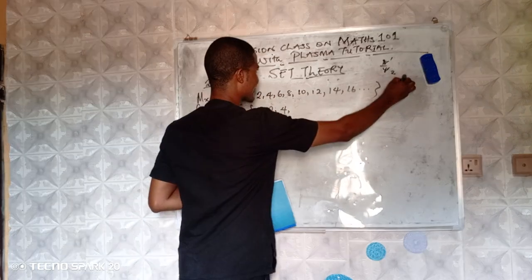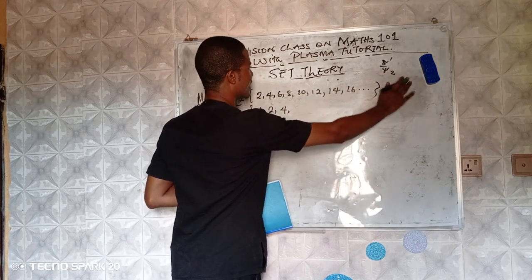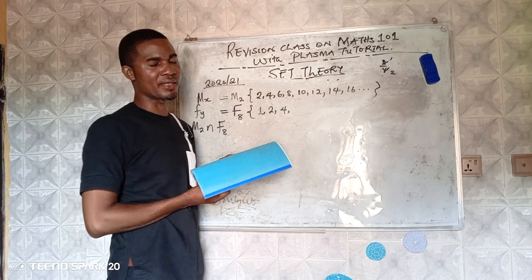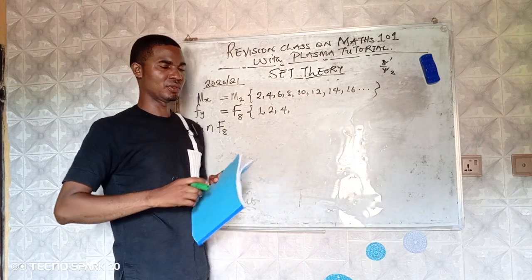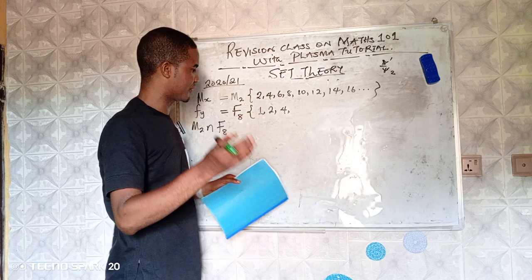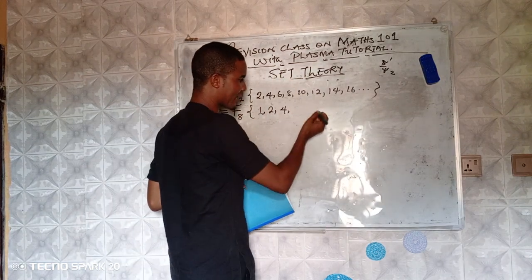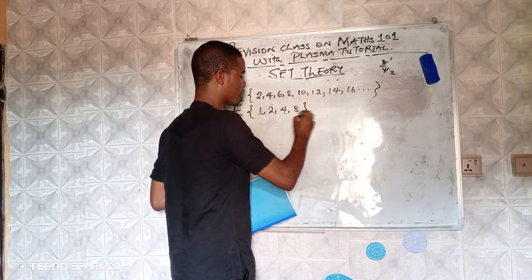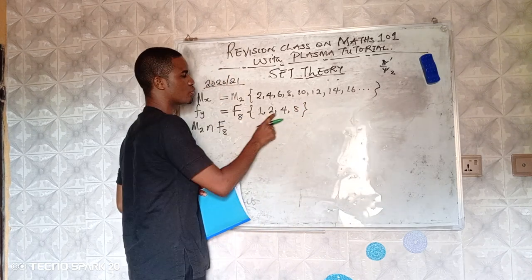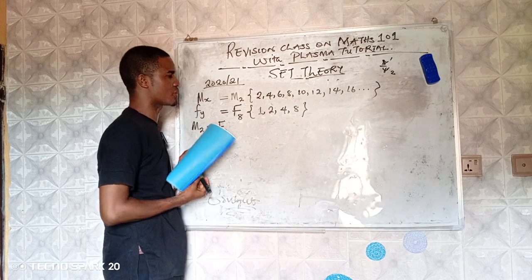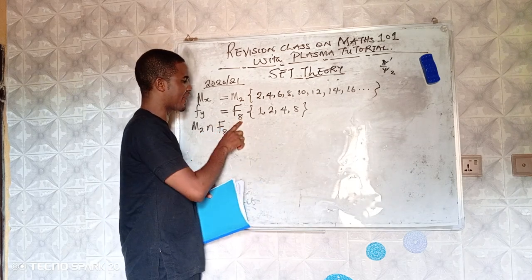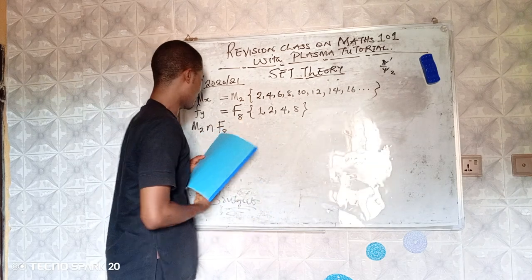6 will not do that because 6 times 1 is 6, 6 times 2 is 12. So you see, it's over. So 6 and 7 cannot do that. Then 8 itself will do that. So we have 1, 2, 4, and 8. These are the factors of 8. Numbers that can divide 8 without remainder.